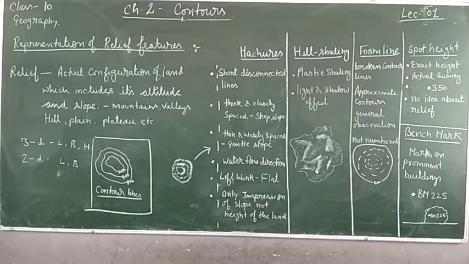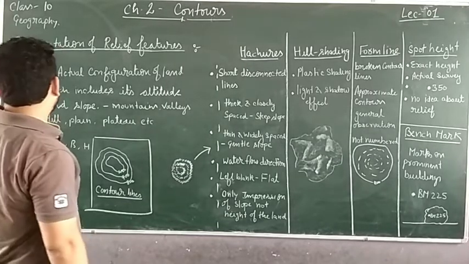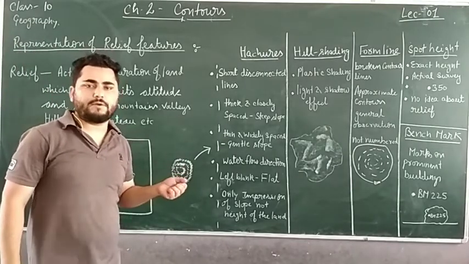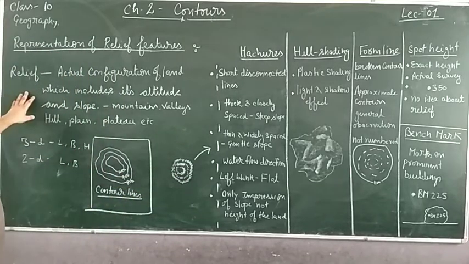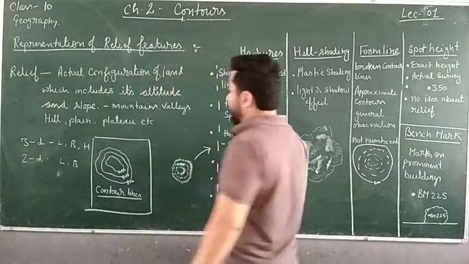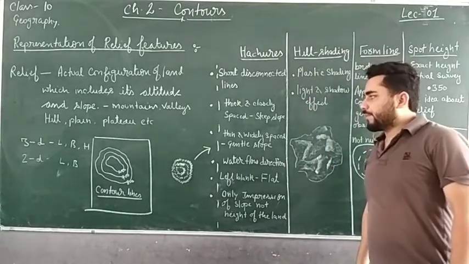Hello, class 10th students. Today we are going to study chapter number 2, contour lines, and the topic representation of relief features. Here, first of all, we should know what is the meaning of relief. Relief means actual configuration of land which includes its altitude and slope, like mountain, valley, hill, plain, plateau, etc.